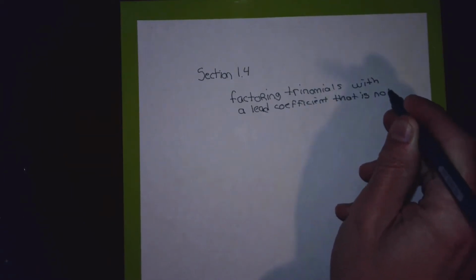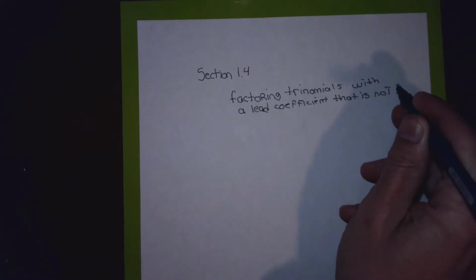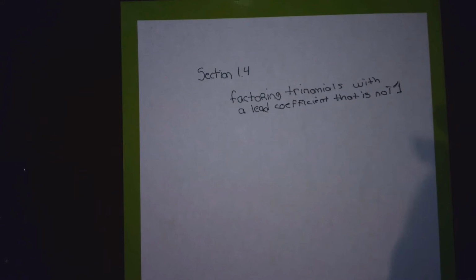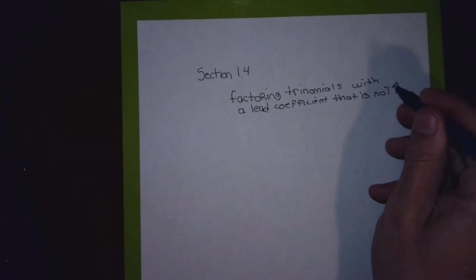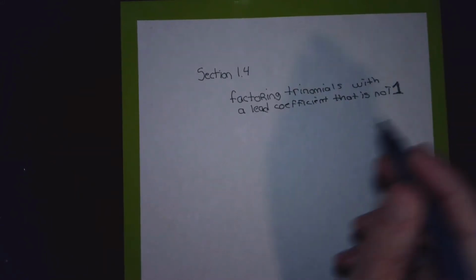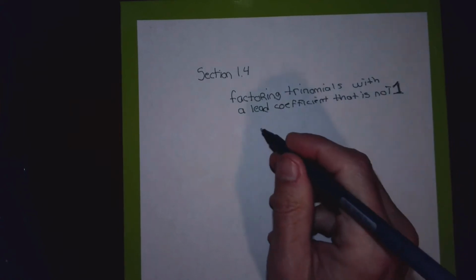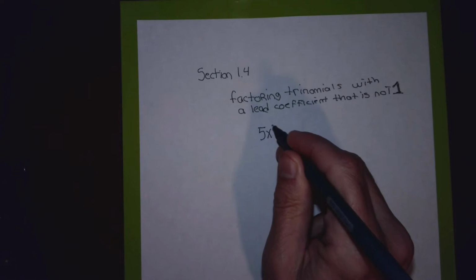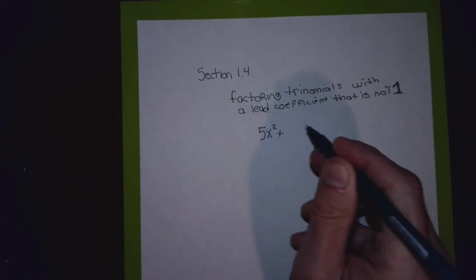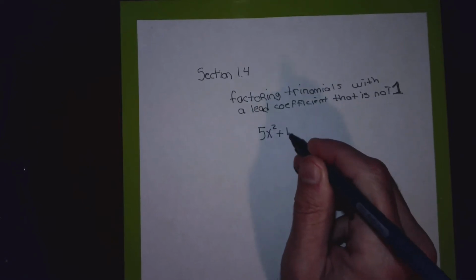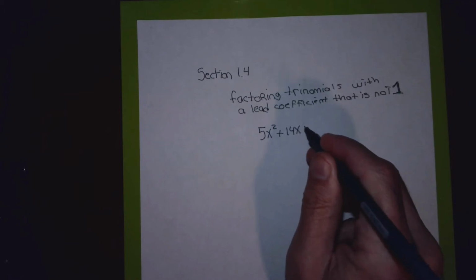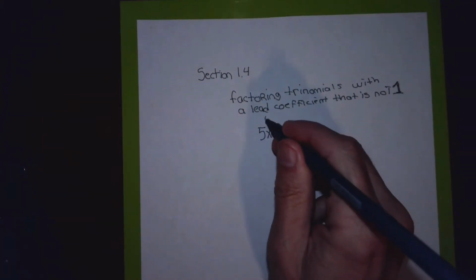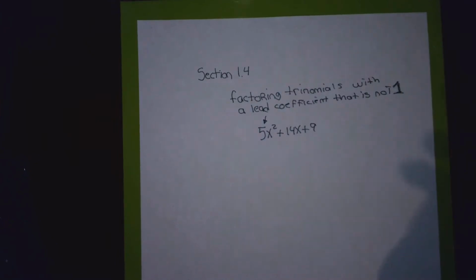In section 1.3, we factored trinomials whose lead coefficient was 1. And that actually is a little bit easier. And so this is the kind of problems we might get. We might be asked to factor something like 5x squared plus 14x plus 9. It's three terms, it's a trinomial, and in front of the square term, there isn't a 1.